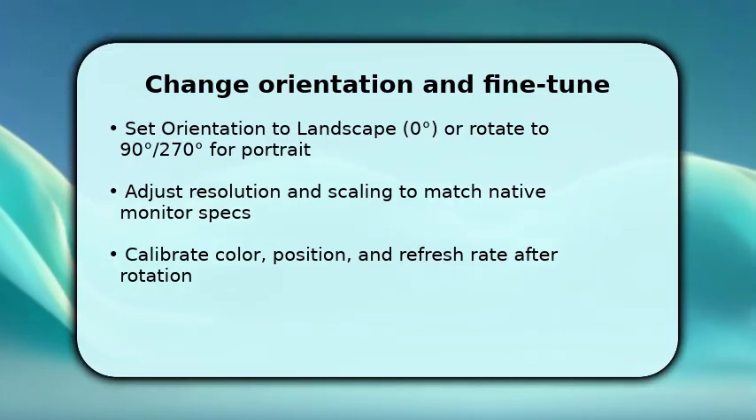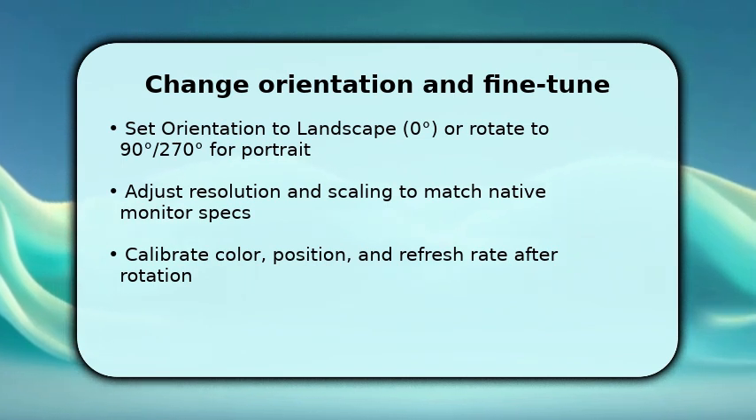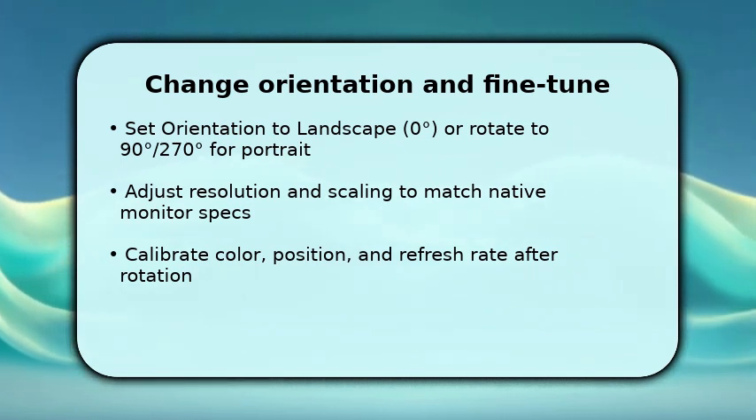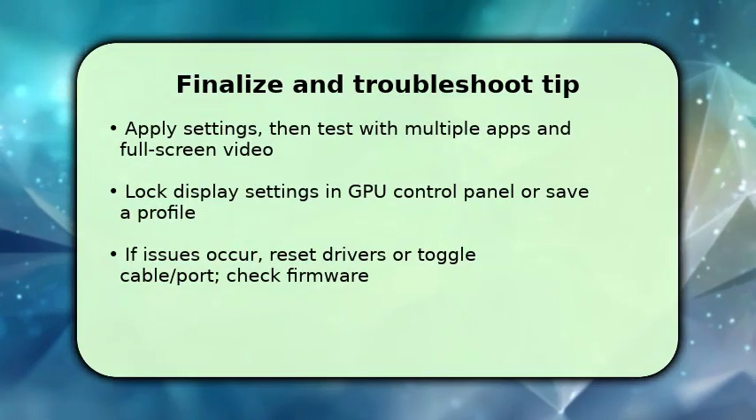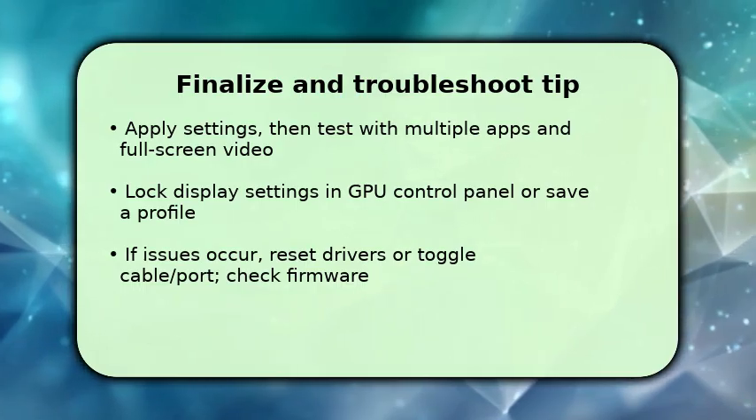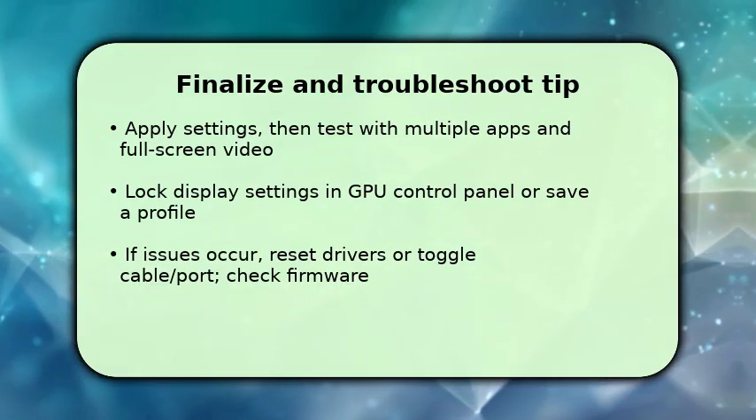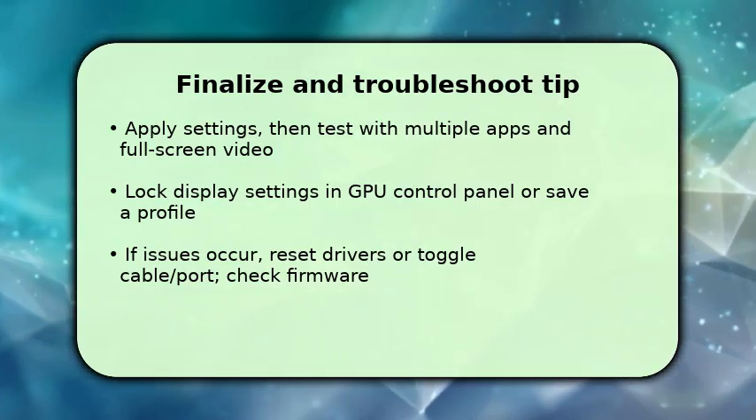If using GPU software, apply the change there too so the hardware driver retains the horizontal setting after sleep or reboot. Finally, apply and confirm the horizontal orientation works across apps and full-screen content. Test video playback and window dragging. Save a profile in your GPU or monitor software so the orientation persists.